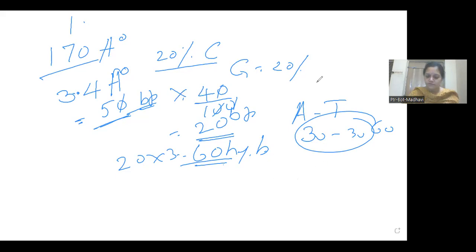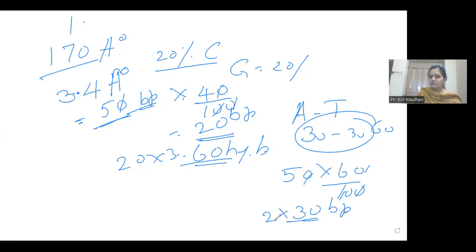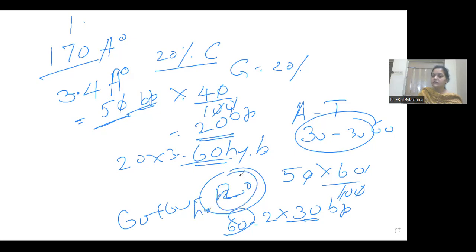Now we have to see, in the 50 base pairs, how much is 60%? Then it comes as 30 base pairs. This will be multiplied by 2 because it has only two hydrogen bonds. 2 into 30, 60 hydrogen bonds. So 60 plus 60 becomes 120 hydrogen bonds in total in this problem.